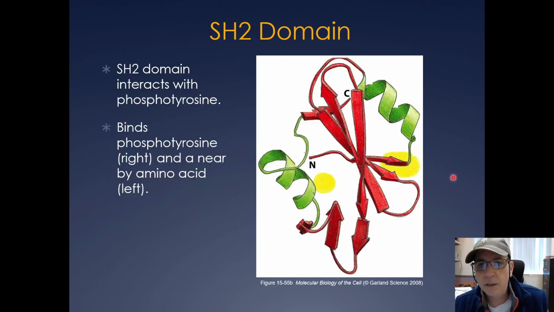And here's basically what an SH2 domain looks like. In one instance, you're going to have the phosphotyrosine that the SH2 domain interacts with, and then you'll have an adjacent amino acid which specifies which SH2 domain will bind there.